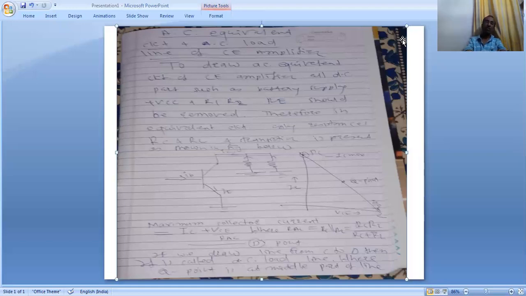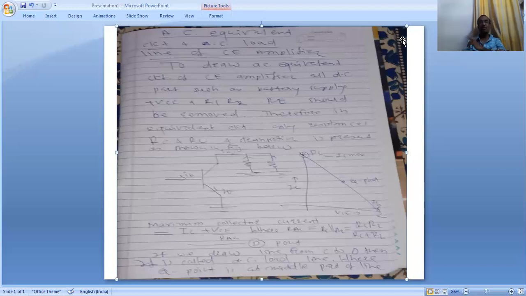Now, in view of the exam, I want to tell you that you should prepare by taking some ideas, by thinking more about how to draw the DC equivalent and AC equivalent. I have given quick tips on how to remember them.